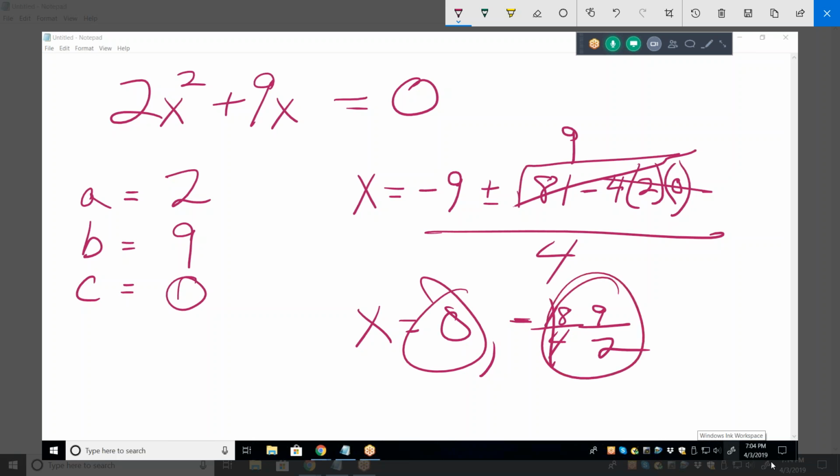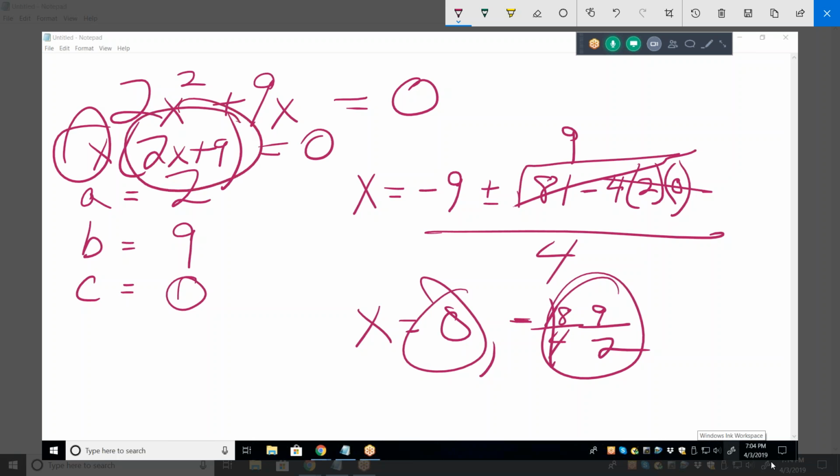Notice that if I factor it, I immediately get this. Boom. Much easier to get our solutions. There's our 0 solution. There's our minus 9 halves solution. So you kind of only want to use the quadratic when you have to.